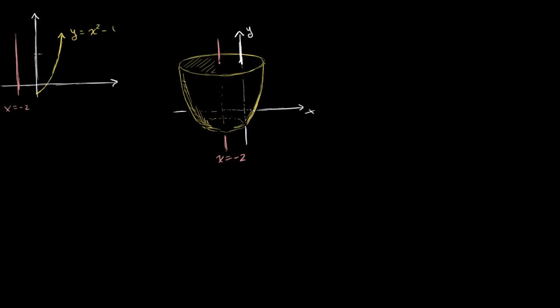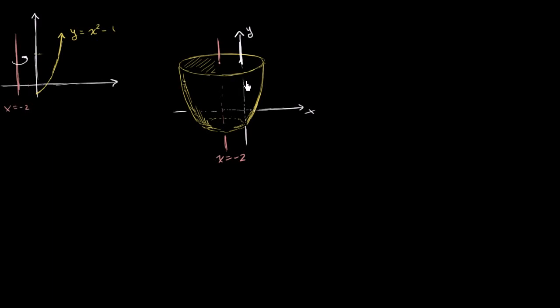Let's do another example. And this time we're going to rotate our function around a vertical line that is not the y-axis. We're going to rotate y is equal to x squared minus 1, or at least this part of it, around the vertical line x is equal to -2. And if we do that, we get this gumball shape that looks something like this.